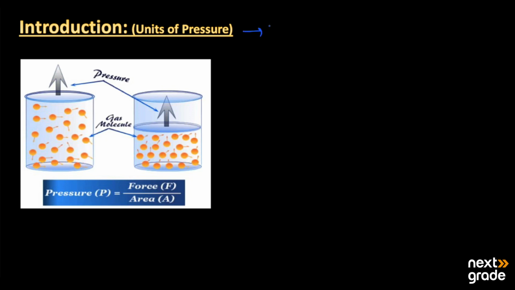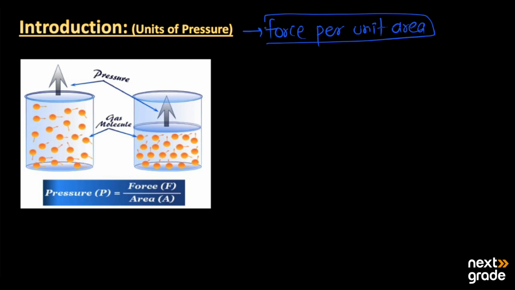So, basically, it is the force per unit area. It is known as the pressure. Pressure is denoted by the capital P and we can write its formula as force per unit area, where force is denoted by F and area is denoted by A.